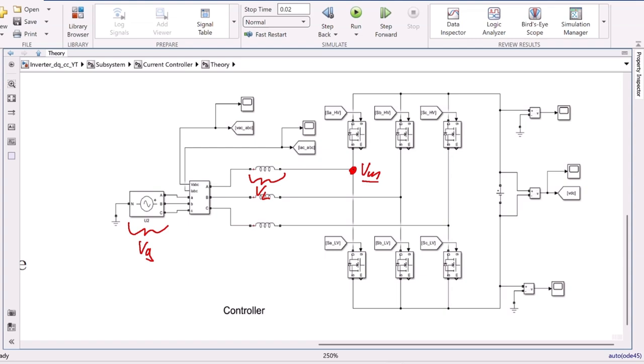So since we want to control VM, we need to find an equation for VM. So by using the voltage loop, we know that VM must be equal to VL plus VG. So we know that VG is fixed, so we want to find VL. VL is quite simple to find in the ABC coordinates, but in the DQ frame, it's a bit more complex.